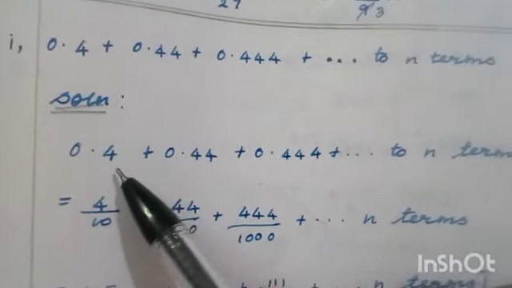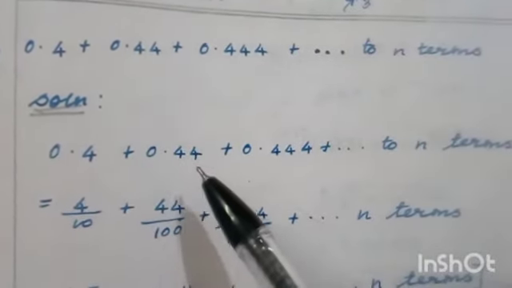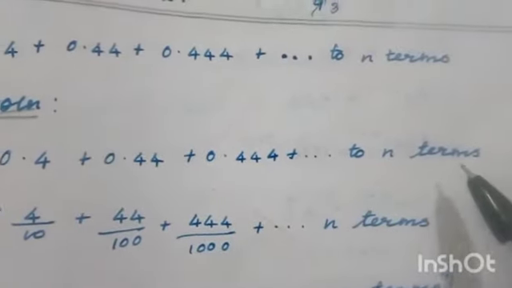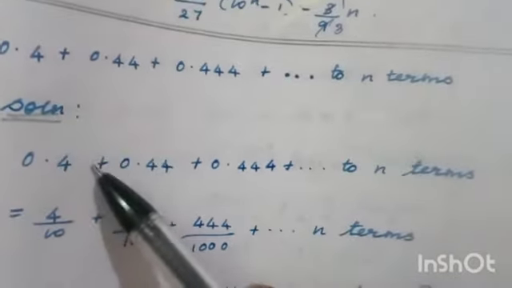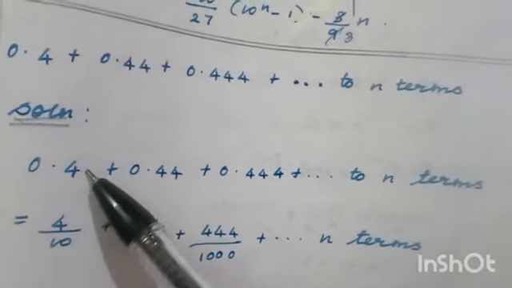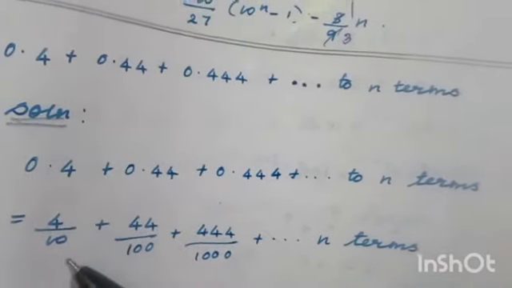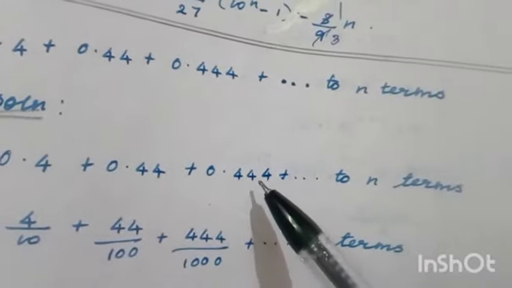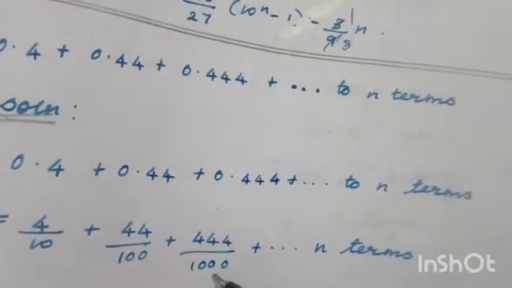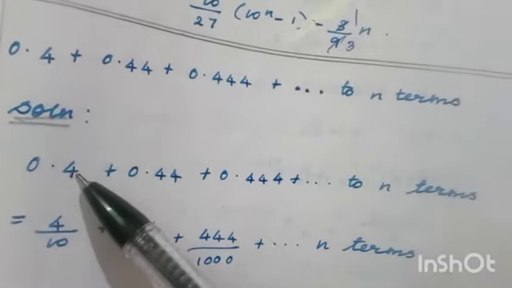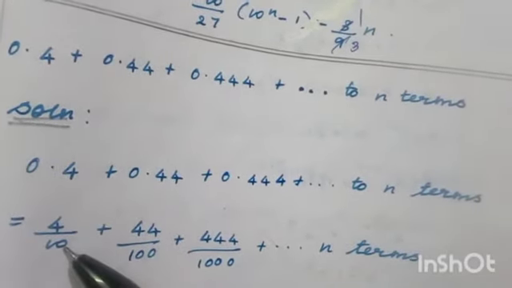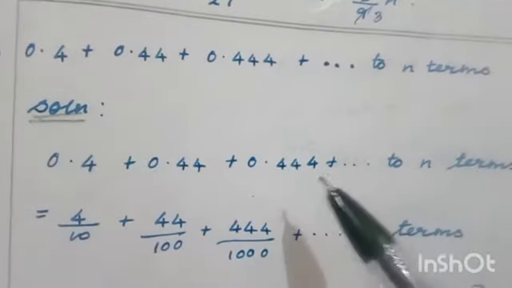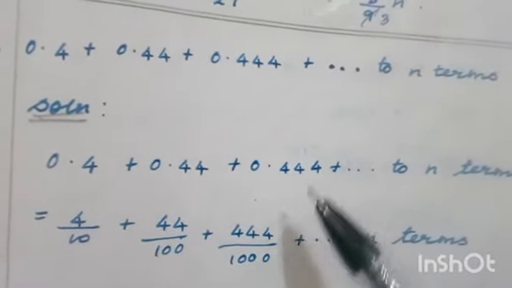First you write the given question, that is 0.4 plus 0.44 plus 0.444 plus etc. to n terms. Then you have to rewrite the decimal number into fraction, that is written as 4 by 10. This is written as 44 by 100. This is written as 444 by 1000. How do we write this? It has 1 decimal place, so divide by 10. 2 decimal places, so divide by 100. 3 decimal places, so 1000.